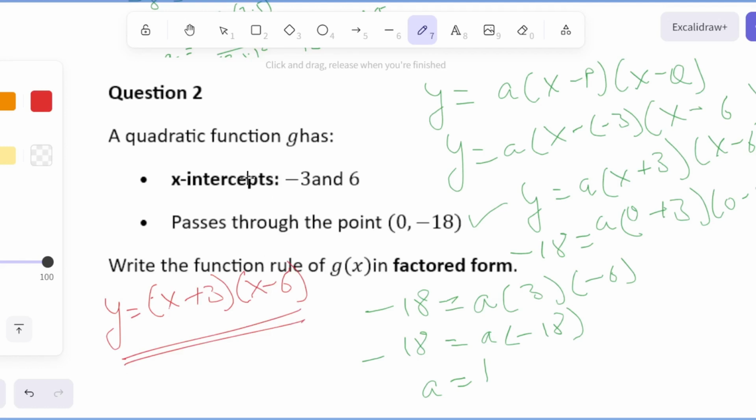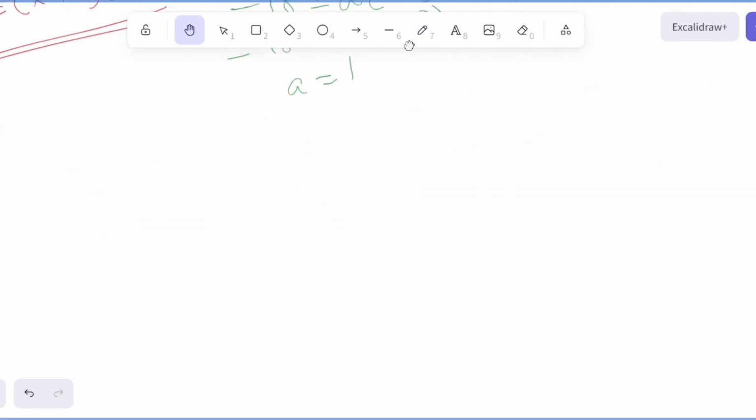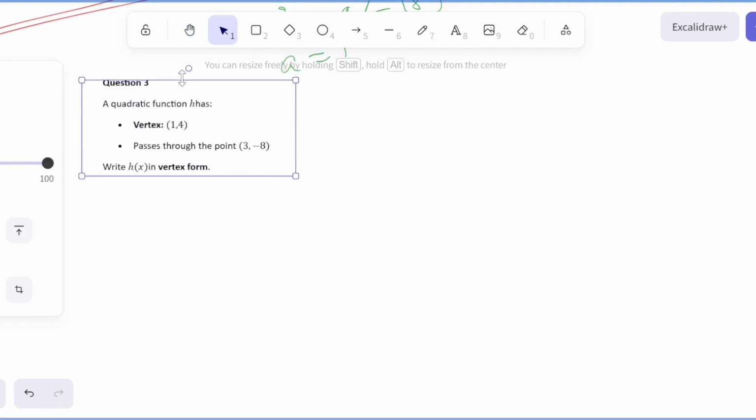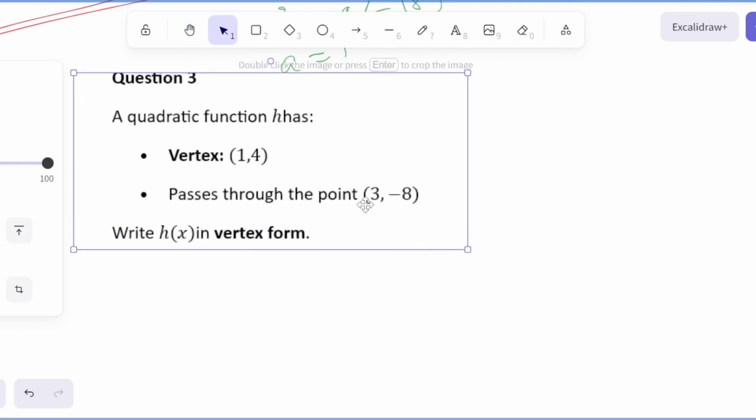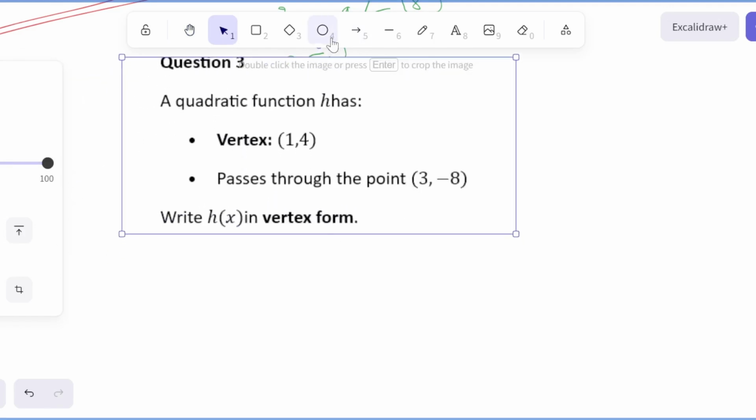So we have done the vertex form, and we have also done the factored form. One more question on vertex form we will do, so that you get more clarity on it. Yeah, I have the question. Then our concept will be fine. You can see the question, Nathan. Okay, I can see it.